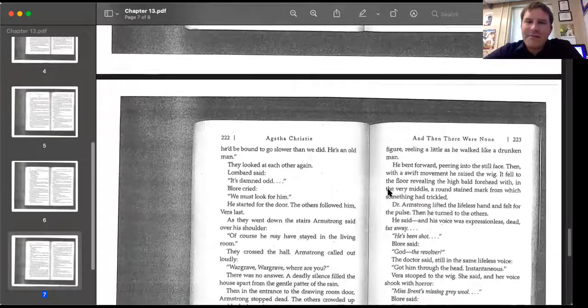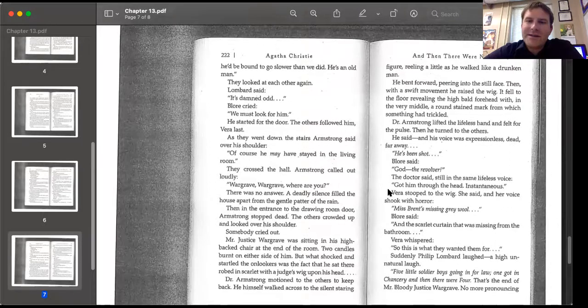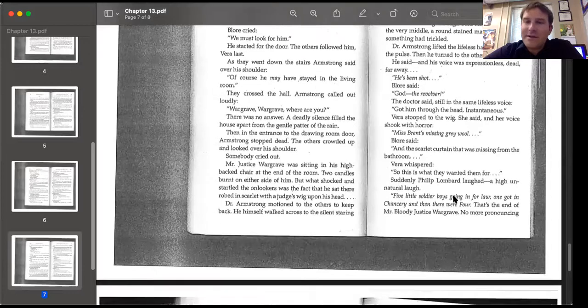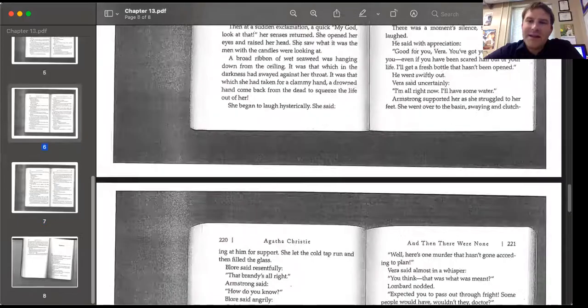But then they realize somebody didn't come with them. And they go downstairs to discover that that person had been shot. Got him through the head instantaneously. You're going to have to read for yourself to figure out who was shot. But there we go. We have someone that is killed via the gun. We have Vera freaking out because of the seaweed that touches her neck and has her crazy episode. And then, of course, you have the internal thoughts of everybody trying to figure things out and not trusting anybody else.